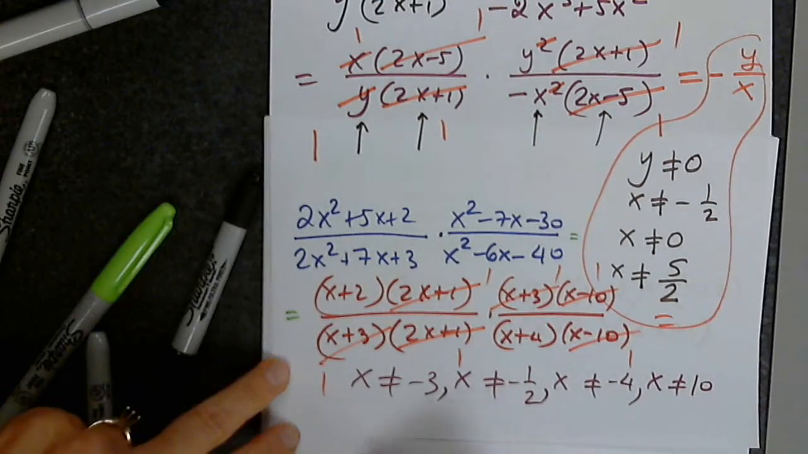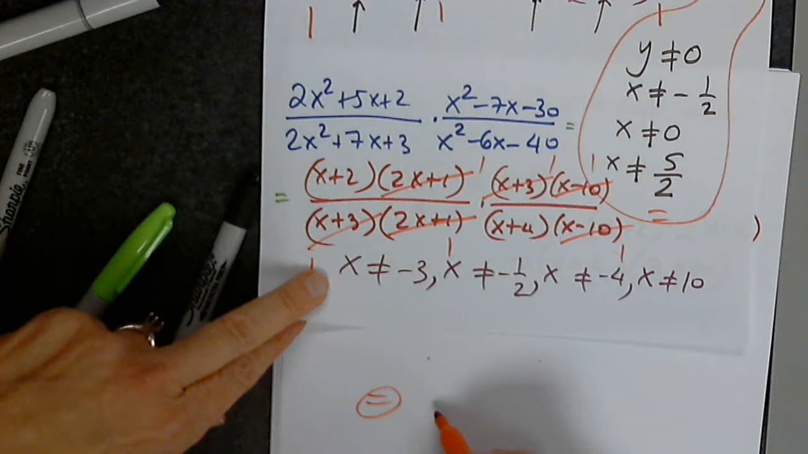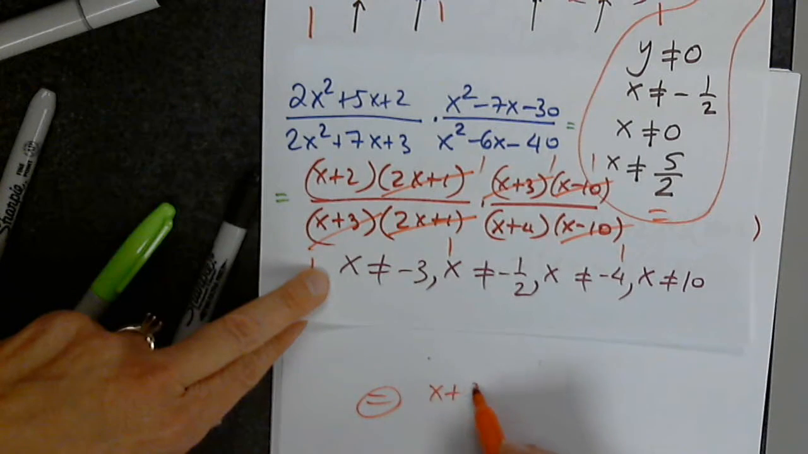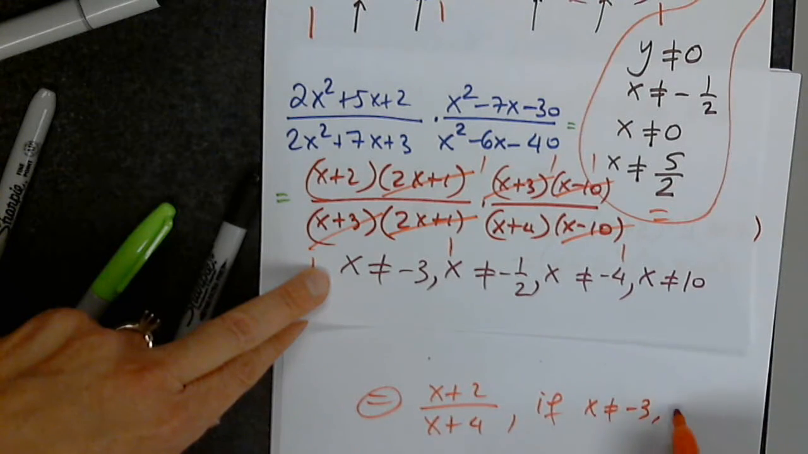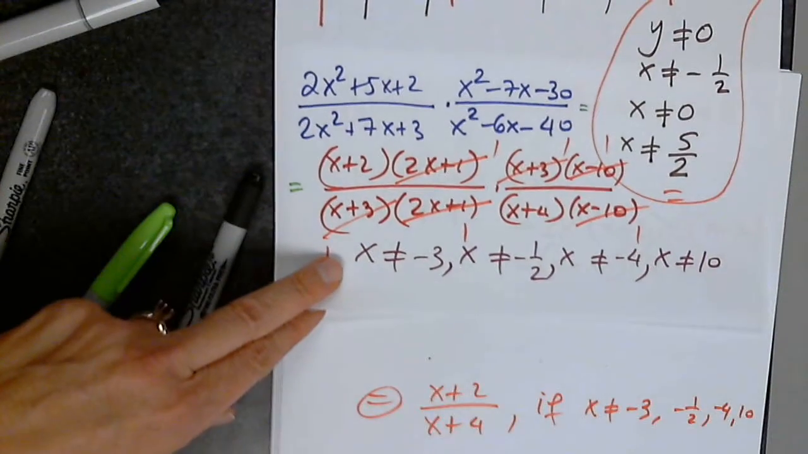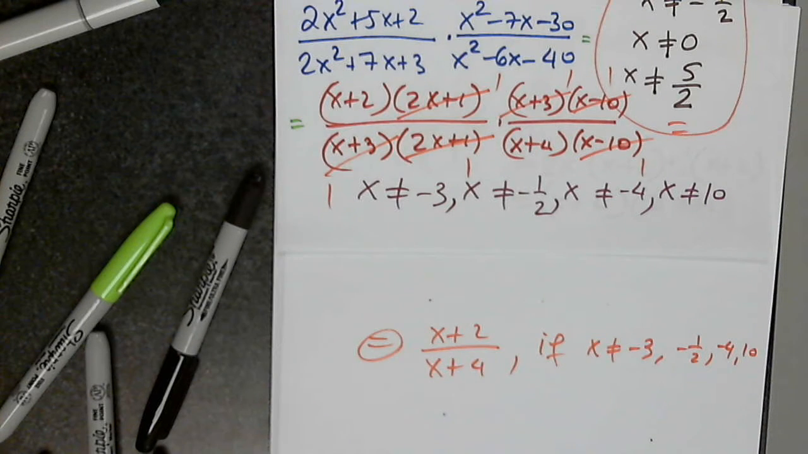So then the simplified form, oops, I went too far. Simplified form is... if x does not equal -3, -1/2, -4, and 10. Good. So what we know so far from this chapter: when a rational expression is undefined, how to state restrictions, how to simplify a rational expression, and how to multiply rational expressions.